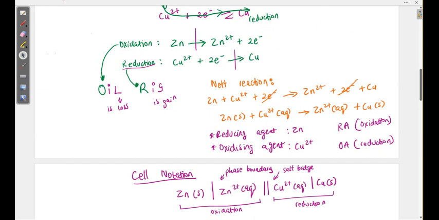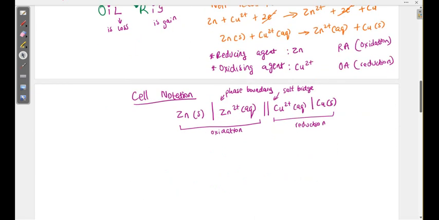Now, after cell notation, the last thing is what we call the cell potential.